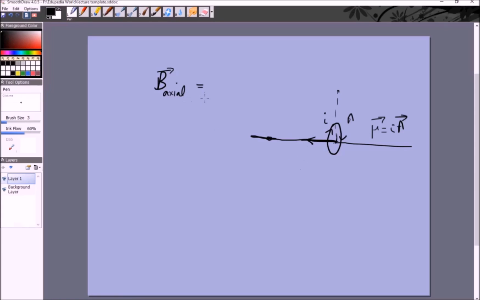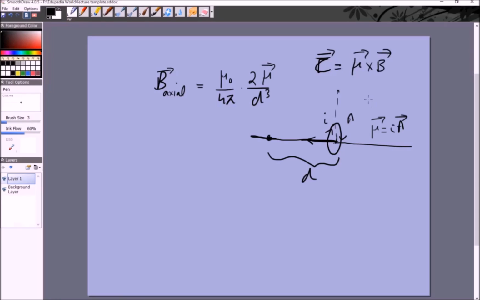So the B axial for a magnetic dipole moment we've calculated previously. It is equal to mu naught by 4 pi into 2 mu by d cube, if d is the distance between the dipole and the point. Also, the torque due to a magnetic field on a dipole is given by mu cross B, and of course mu is IA.